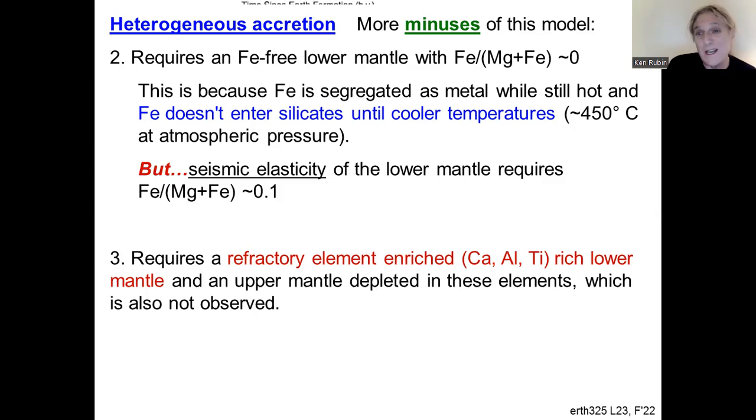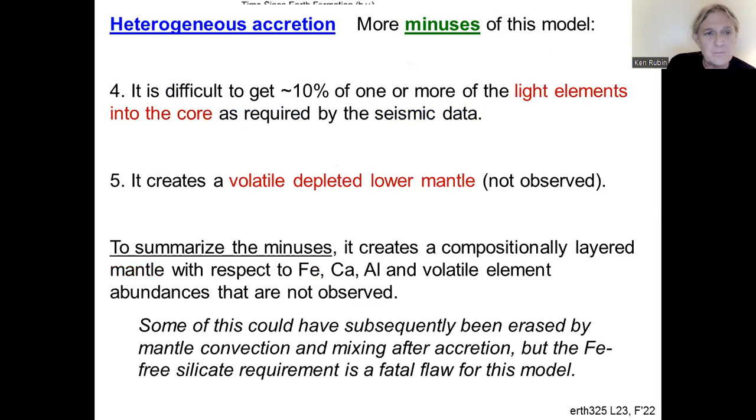Lower mantle, which again, we just don't see, okay? It's also difficult to get some of the light elements into the core. As I talked about last time, we know that the composition of the core requires an iron-nickel alloy to have about 10% of something light added to it. The light things, again, the candidates are oxygen, sulfur, silicon, carbon, hydrogen.